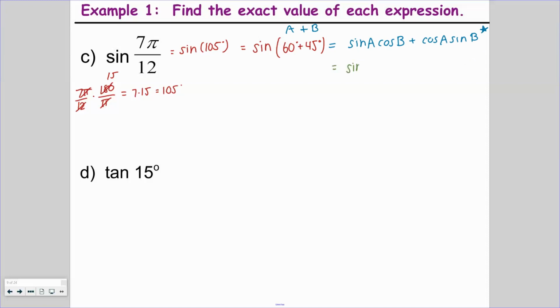So the substitution here, A is 60 degrees, the way that we've defined this. B is 45 degrees. So when I substitute the angles, we've got the sine of 60 times the cosine of 45 plus the cosine of 60 times the sine of 45. Because these are unit circle angles, we can just evaluate. So the sine of 60 degrees is root 3 over 2. The cosine of 45 is root 2 over 2. The cosine of 60 is 1/2, and the sine of 45 is root 2 over 2.